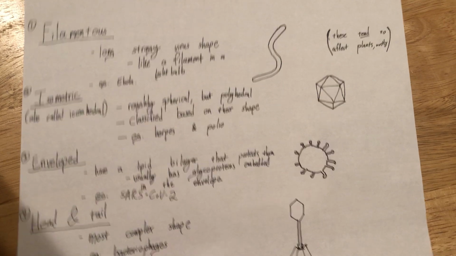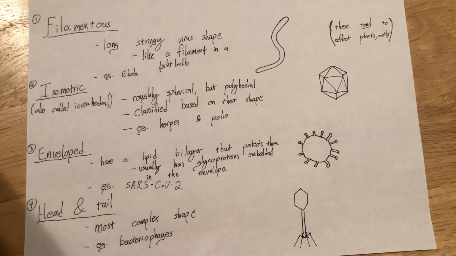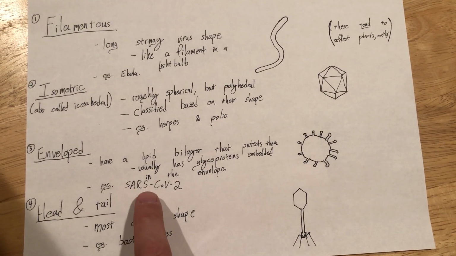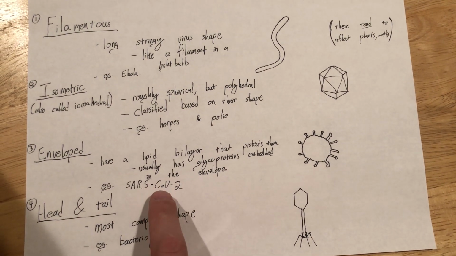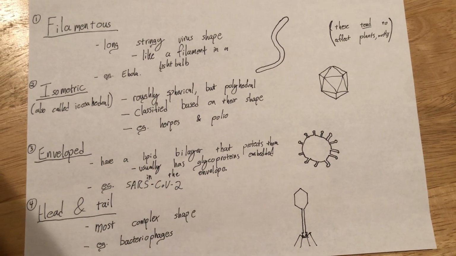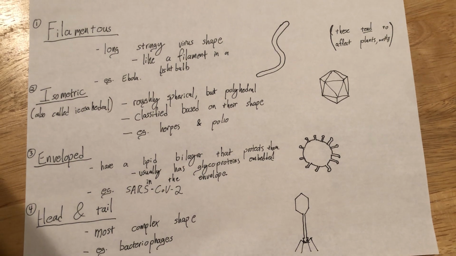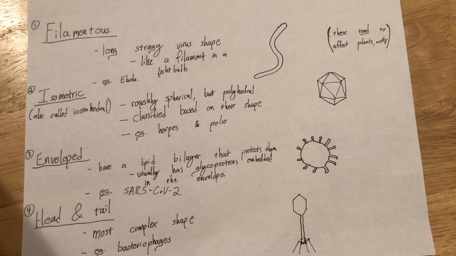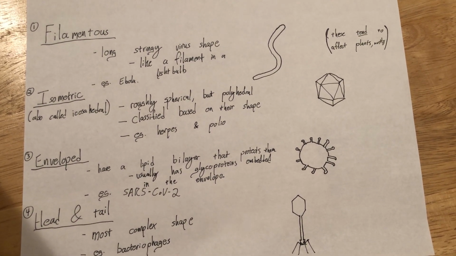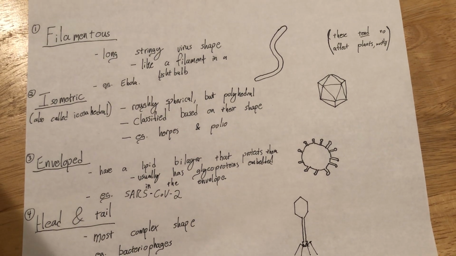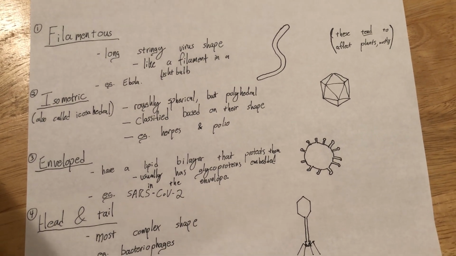So the virus that causes COVID-19 is called SARS, Severe Acute Respiratory Syndrome coronavirus 2, because it's the second one. The SARS virus that was in 2002, the SARS outbreak of 2002, was SARS-CoV-1.